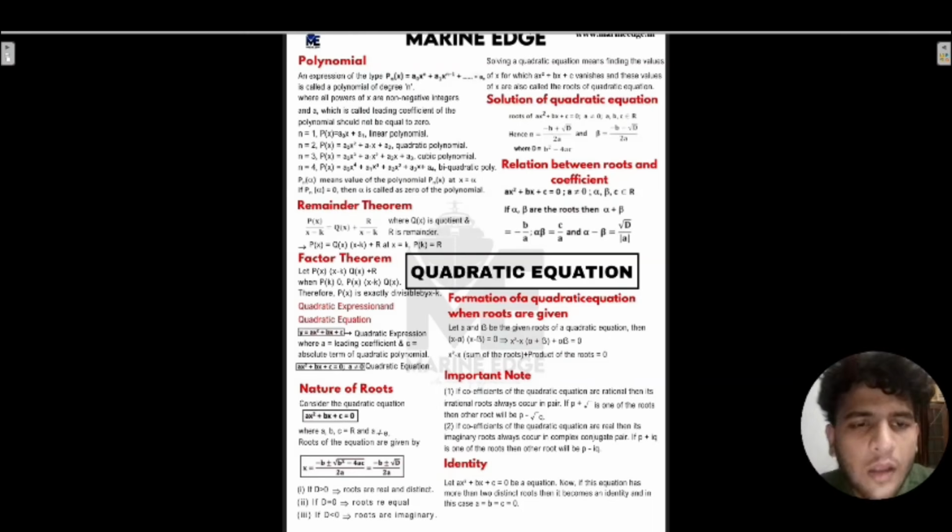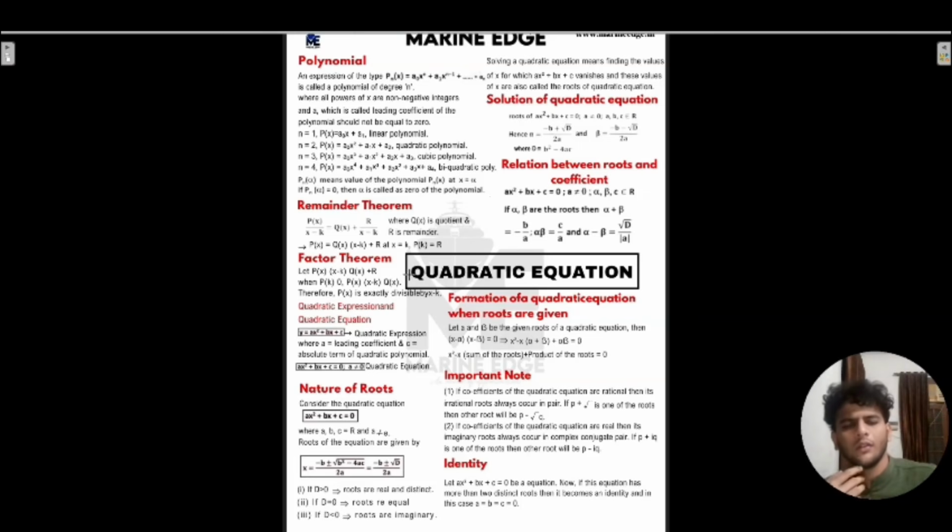A polynomial is a function of degree n where all the powers of x are non-negative integers, and a, which is the leading coefficient of the polynomial, should not be equal to 0. That is, n equals 1 gives a0 x plus a1, a linear polynomial; n equals 2 gives a0 x square plus a1 x plus a2, a quadratic polynomial; n equals 3 gives a0 x cube plus a1 x square plus a2 x plus a3, a cubic polynomial.